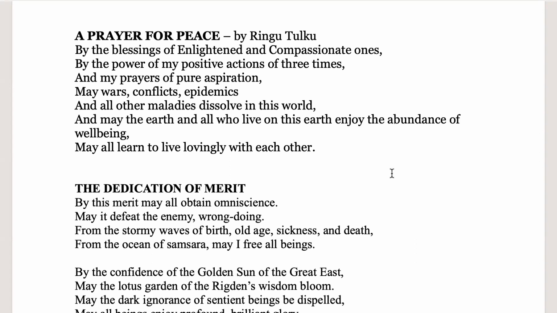By the blessings of enlightened and compassionate ones, by the power of my positive actions of three times and my prayers of pure aspiration, may wars, conflicts, epidemics, and all other maladies dissolve in this world, and may the earth and all who live on this earth enjoy the abundance of well-being. May all learn to live lovingly with each other.